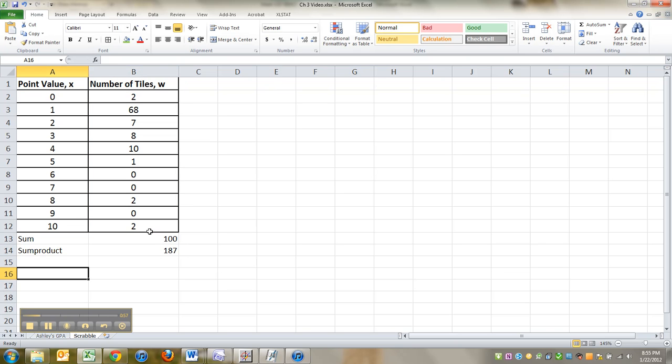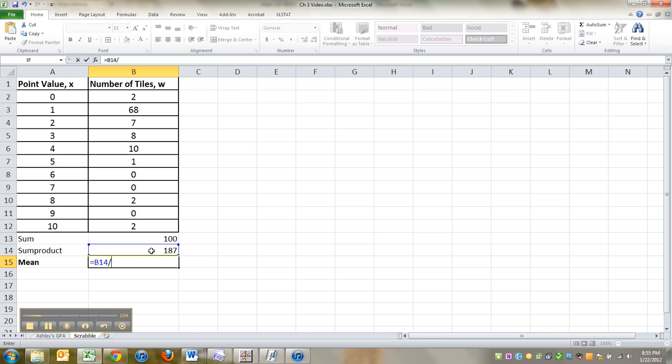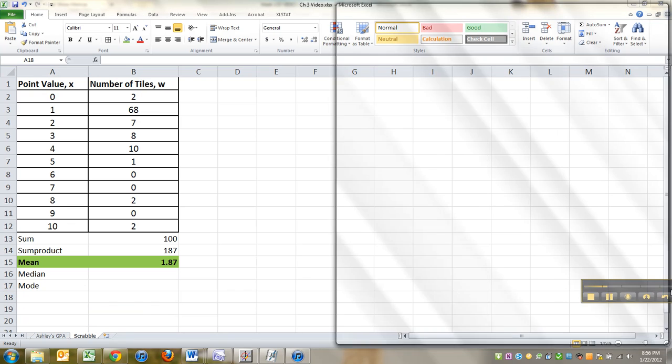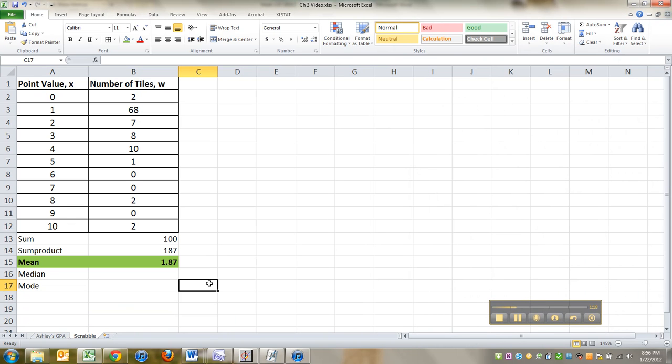And then the mean is equal to 187 divided by 100. There we go. There's the mean right there. Now it also wants to know the median and the mode. These are not going to be able to be calculated by Excel. You're just going to have to kind of figure them out.